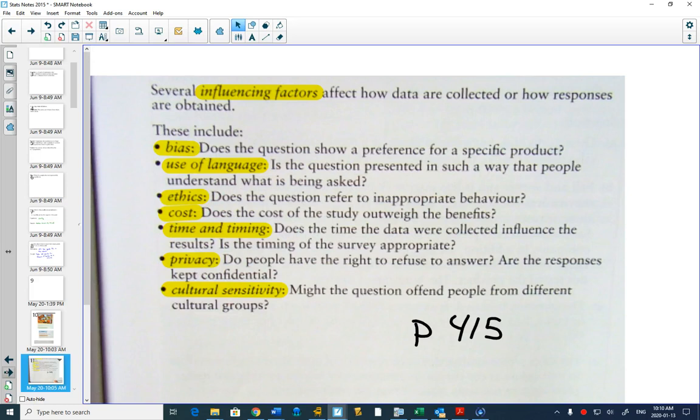Why? Time and timing. Does the time the data were collected influence the results? Is the timing of the survey appropriate? Okay? I could go to Costco on Sunday afternoon and then interview people if they think they have good service at Costco while they've been standing in line for 25 minutes. I'll get different results than if I ask people who just tasted some delicious sample at Costco on a day where there's no lineups.